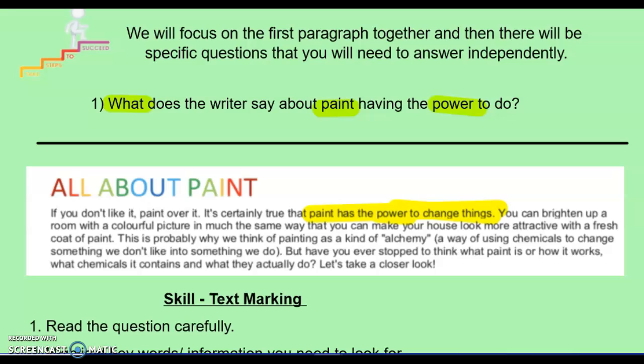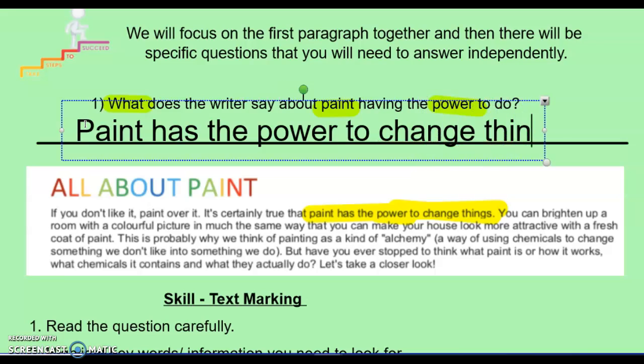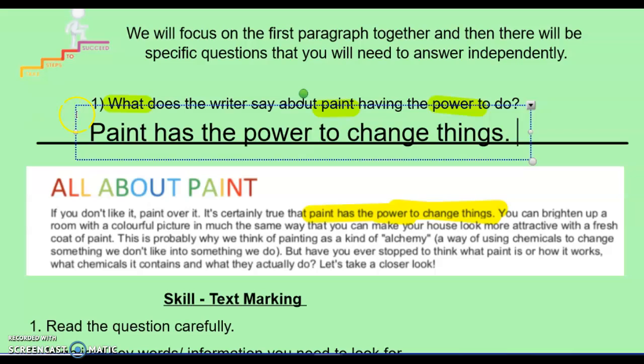So I'm going to use a full sentence. So, paint has the power to change things, full stop. Okay, I could even, if I wanted to extend myself, say the writer has said that paint has the power to change things, and I could even use some of the things that he's explained that it changes in the text that you already know.